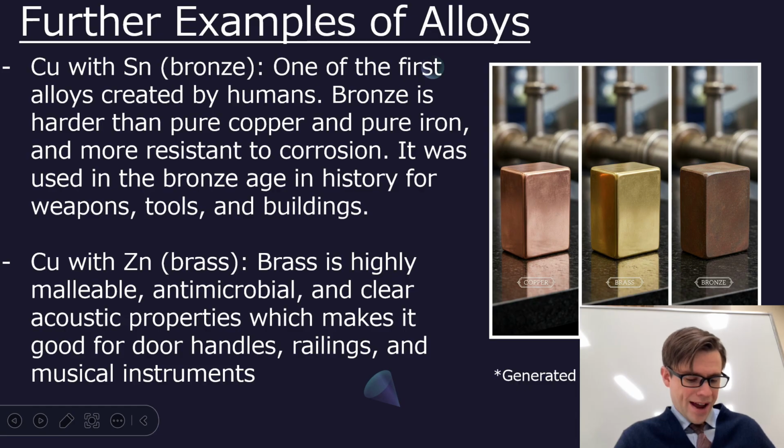Then copper with zinc, brass. So I think we talked about brass in my previous video with the bonding triangle, how it was metallic bonding, but more towards the covalent side, and we predicted that it might be brittle. But here's a case where that prediction doesn't really follow through. Those are just guesses and guidelines, but in this case, brass is highly malleable. It's antimicrobial, with clear acoustic properties. It's good for door handles, railings, musical instruments, and so on. So even though it has covalent character, when it comes down to the actual metallic crystal structure and the way the grains are organized, it ends up being able to slide layers past each other very well. So here's an exception to what you would predict on the bonding triangle, I think.